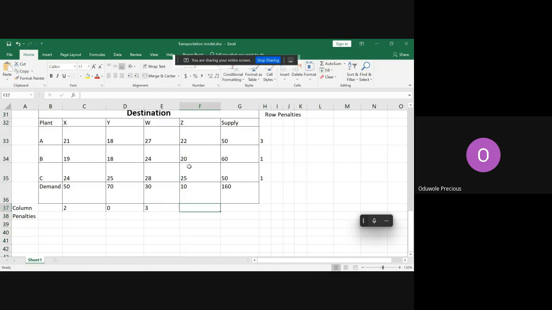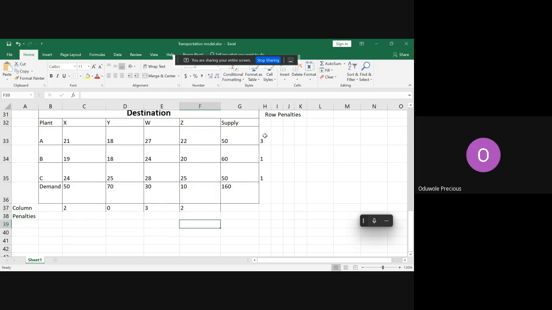Then this is 22 and 20. This is 2, right? So you now ask yourself, what is the highest number between this and this? The highest number is what? 3. Abi, good, it's 3.